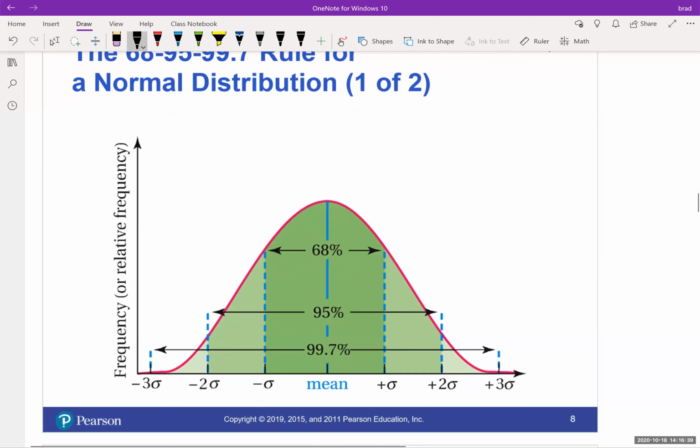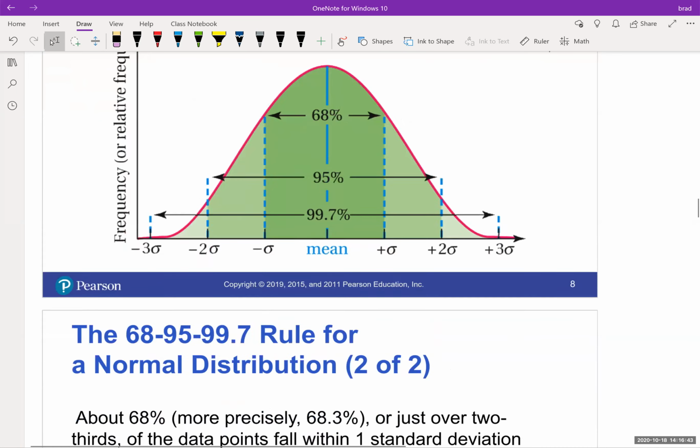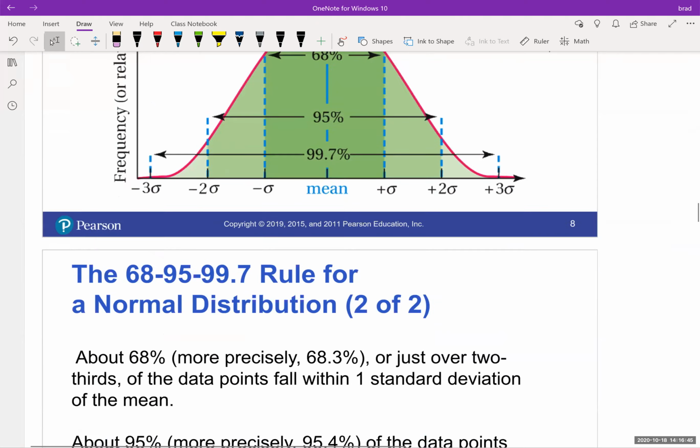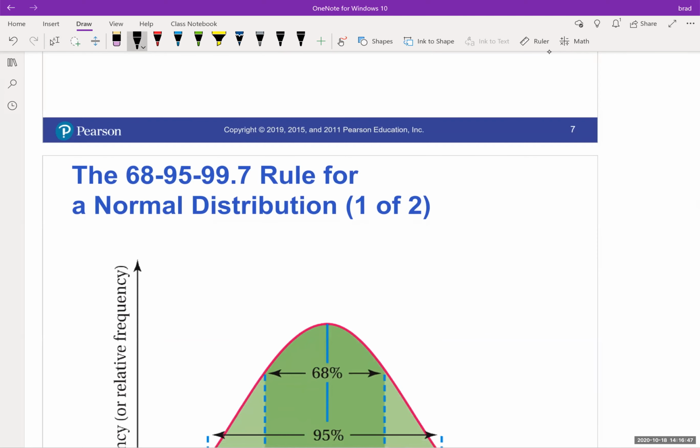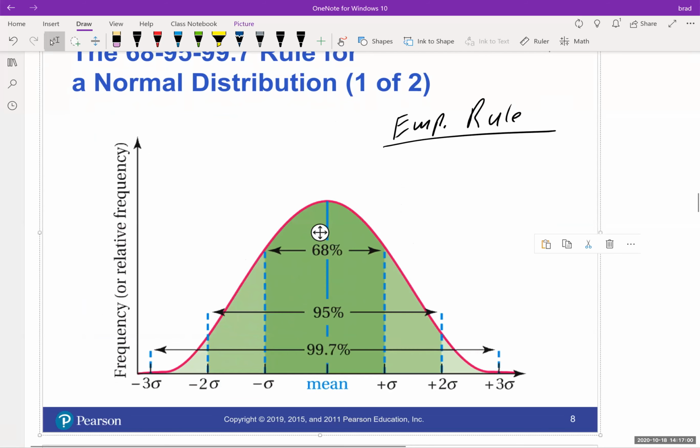Let me see here. So this is called the empirical rule. Okay, so does your book give it a name? No, your book does not give it a name. So this is called the empirical rule. So the empirical rule basically tells us that if you go one standard deviation, that's not going to show up.